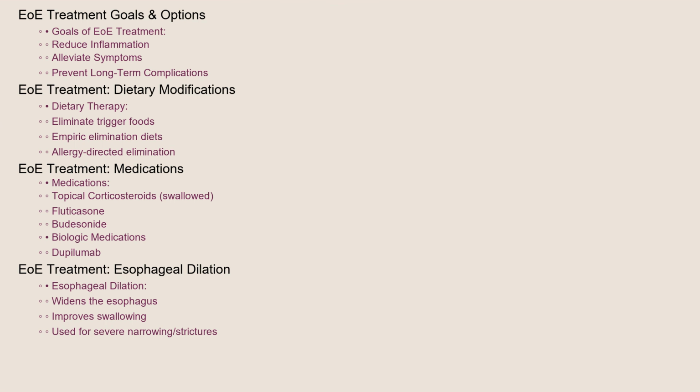The primary goals of EoE treatment are to reduce inflammation, alleviate symptoms, and prevent long-term complications. Treatment options include dietary modifications, medications, and esophageal dilation. Dietary therapy involves eliminating trigger foods from the diet, either through empiric elimination diets or allergy-directed elimination. Medications, such as topical corticosteroids like swallowed fluticasone or budesonide, help to reduce inflammation in the esophagus. In cases of severe esophageal narrowing or strictures, esophageal dilation may be necessary to widen the esophagus and improve swallowing. More recently, biologic medications, such as dupilumab, have been approved for the treatment of EoE.